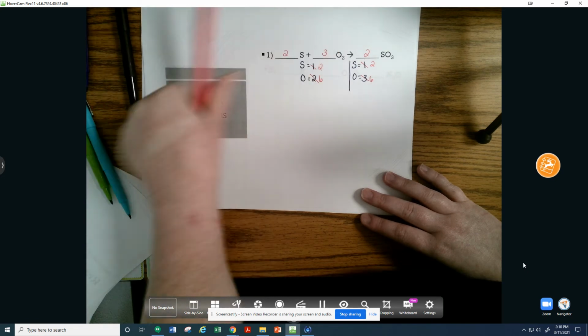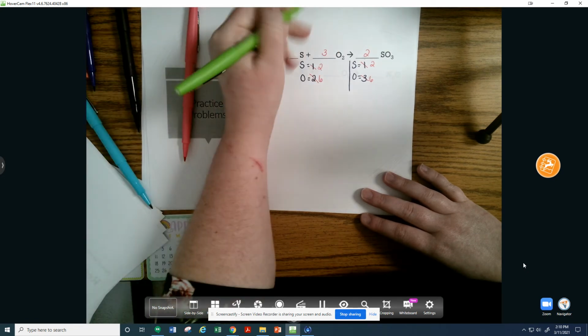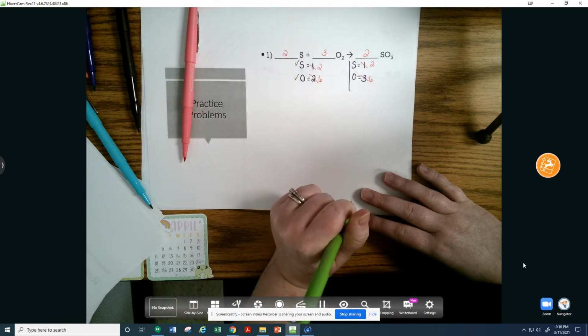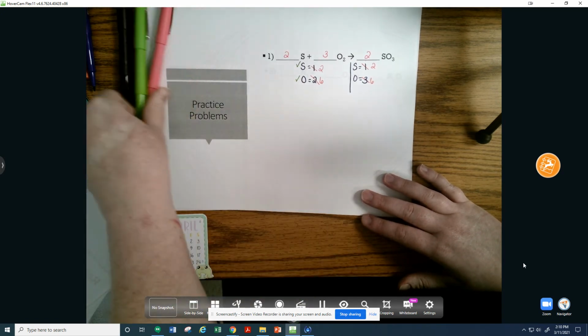What I'm then looking for is everything equal. So I have 2 sulfur on each side. I have 6 oxygen on each side. And I now have a balanced chemical equation.